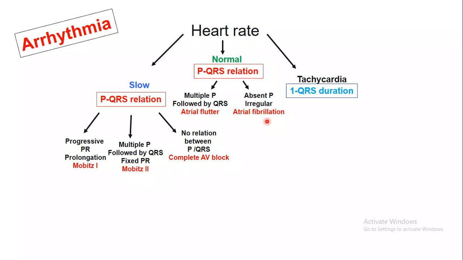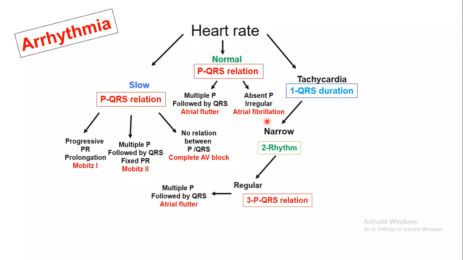The third possibility is tachycardia. Then we will look into the QRS complex to distinguish between two large differential diagnoses, narrow complex tachycardia and wide complex tachycardia. Starting with narrow complex tachycardia, looking at the rhythm. If the rhythm is regular, then we will look for the third point, which is the P-QRS relationship.